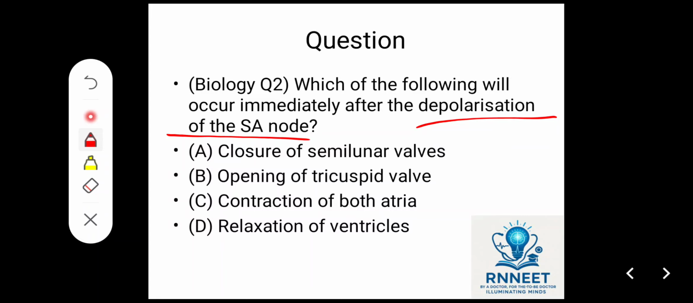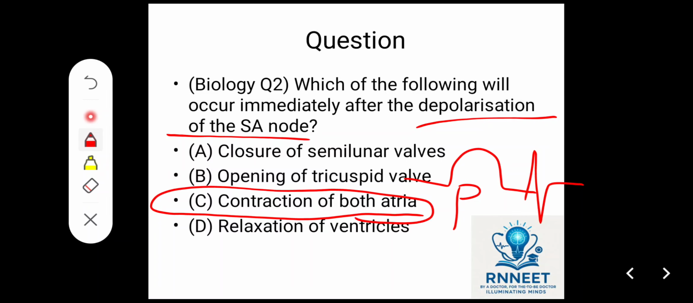After the depolarization of the SA node, what would happen immediately? Is it A, B, C, or D? You know the SA node is your sinoatrial node, the pacemaker. So immediately after the depolarization starts, what wave will come first? The first wave is your P wave, and after that comes your QRS wave. The P wave signifies the contraction of both the atria. So immediately after depolarization of the SA node means contraction of the atria.